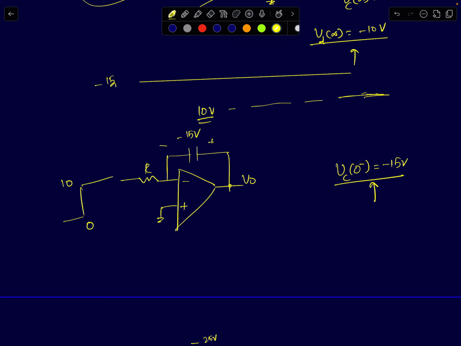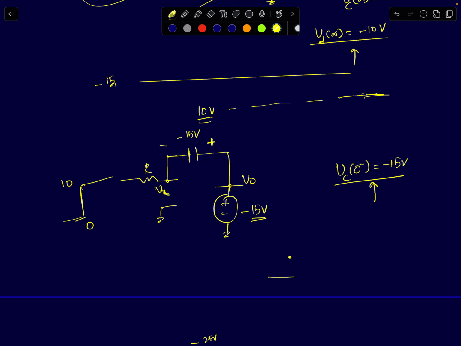Yes, so the output is already saturated. It's already at plus 15. Since it is already saturated, even though you apply a step input suddenly, this op amp will be in open loop. There will be no negative feedback, and the op amp will act like a DC voltage source of value minus 15. Vx was initially at 0, 0 minus. So the same things will happen.